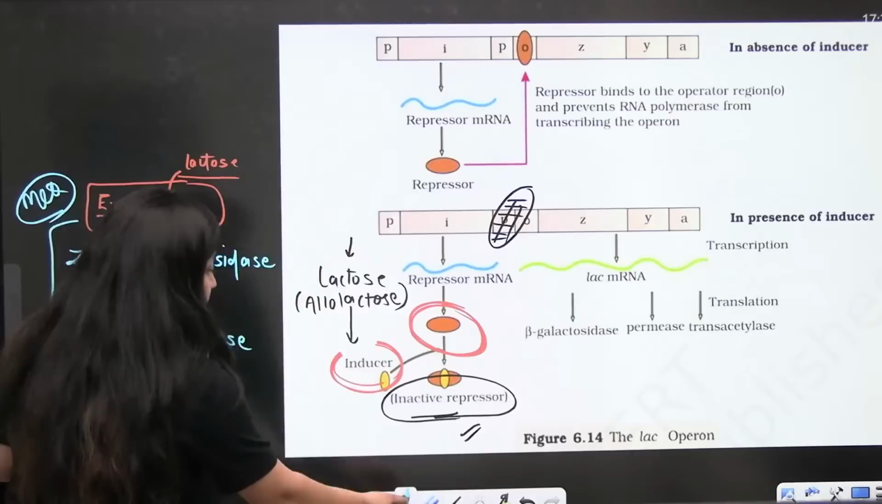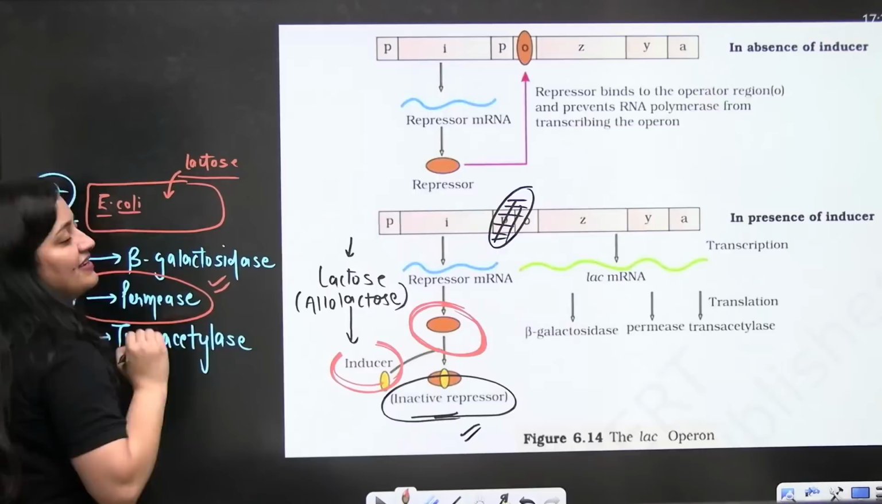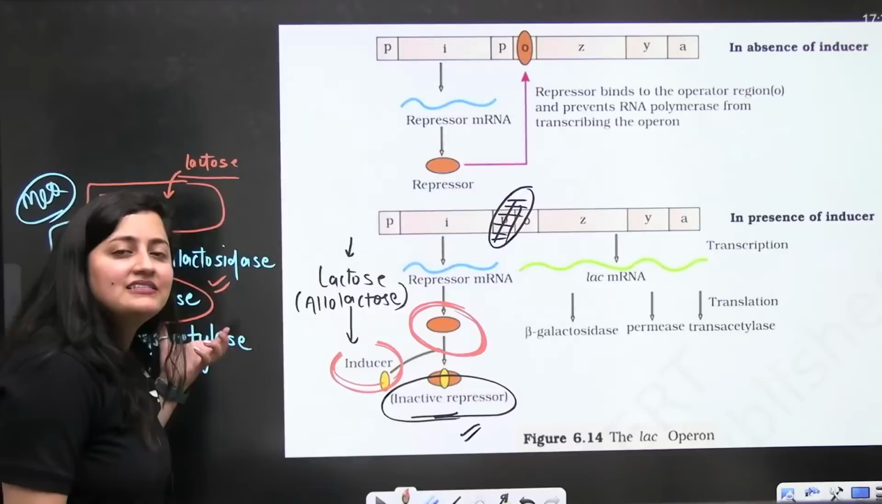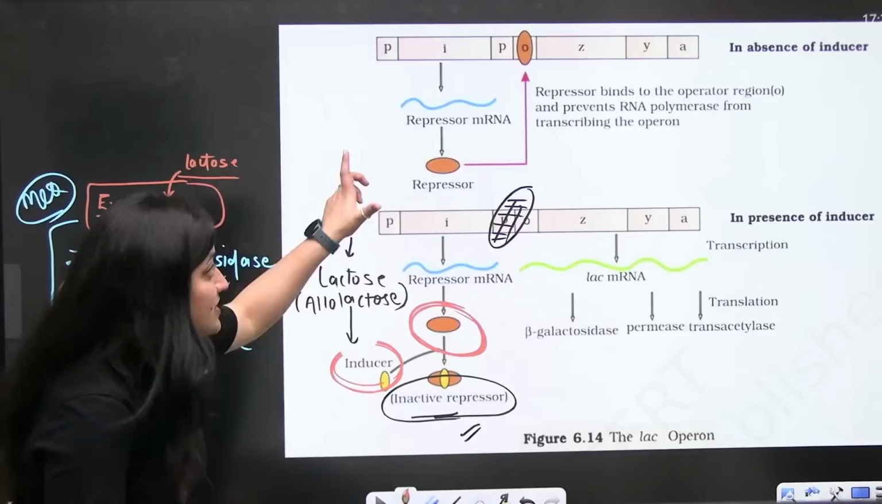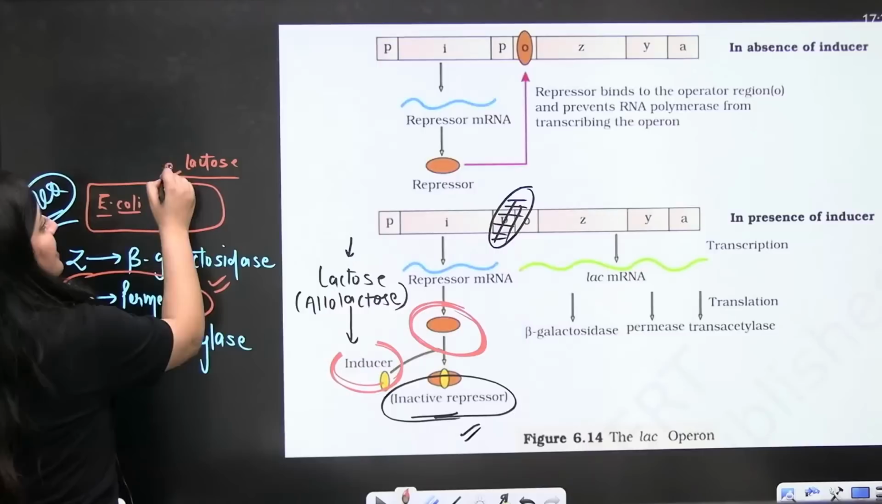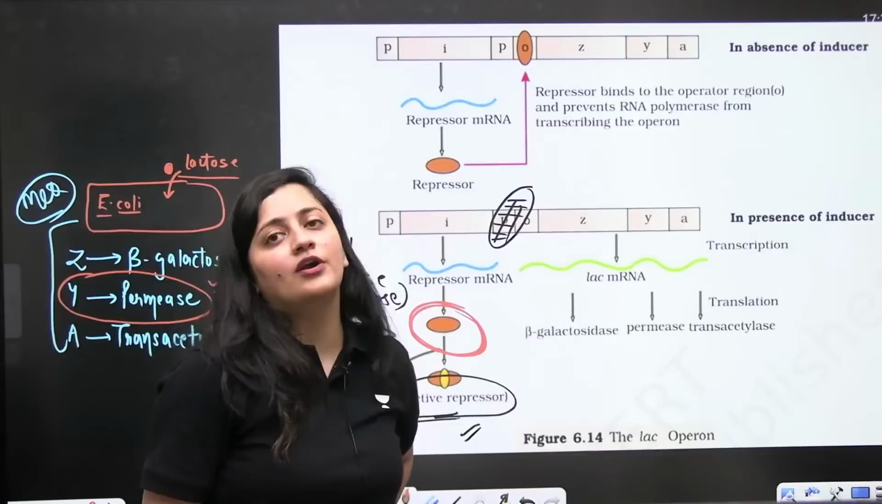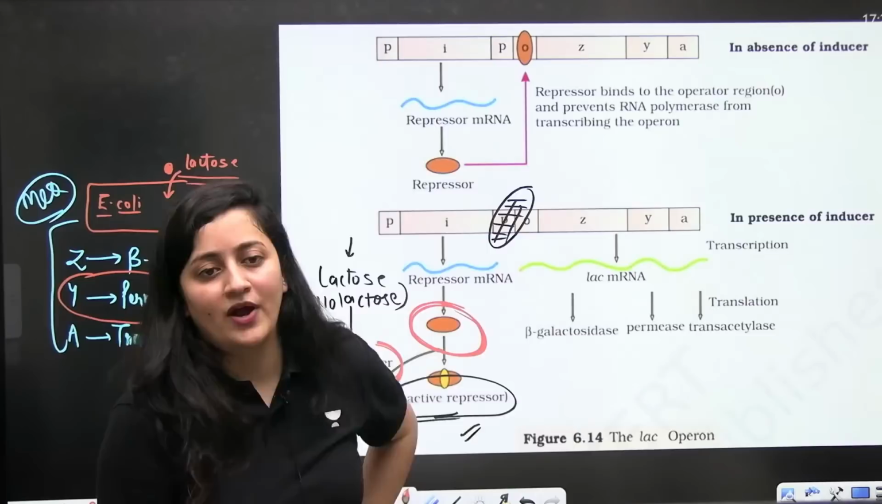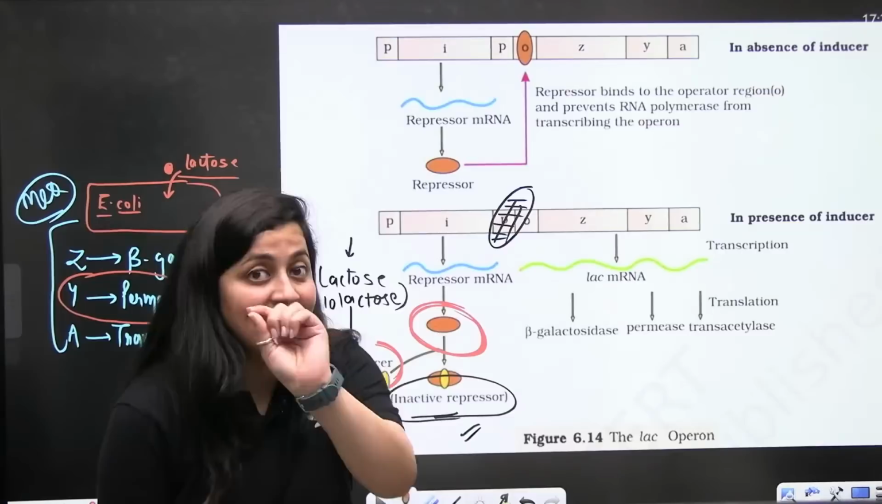But here, you just need to remember one thing, bachche, some expression of permease will always be there. Whenever you talk about the E. coli, always remember, this permease allows the entry of the lactose inside the cell, inside the E. coli. If there is no permease, E. coli will not get the lactose. The lactose is not able to enter inside the E. coli. This is a very, very, very important point here. You really need to mark this point.